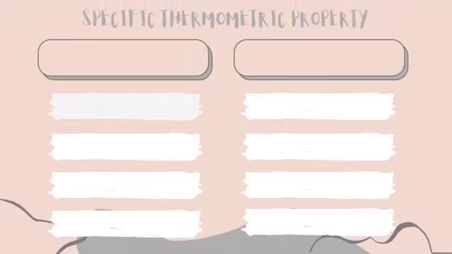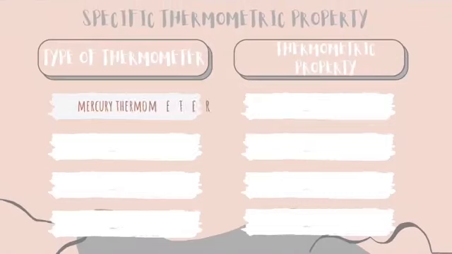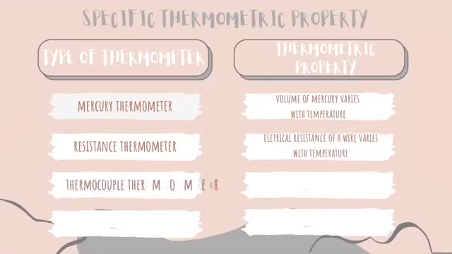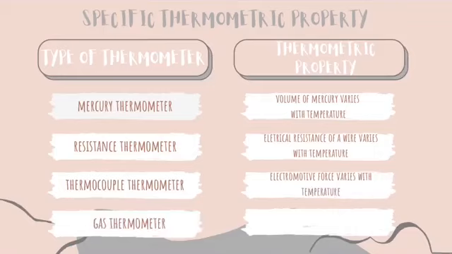Next is the specific thermometric property. For a mercury thermometer, the thermometric property is that the volume of mercury varies with temperature. For a resistance thermometer, the electrical resistance of a wire varies with temperature. For a thermocouple thermometer, the electromotive force varies with temperature. For a gas thermometer, the gas pressure varies with temperature.